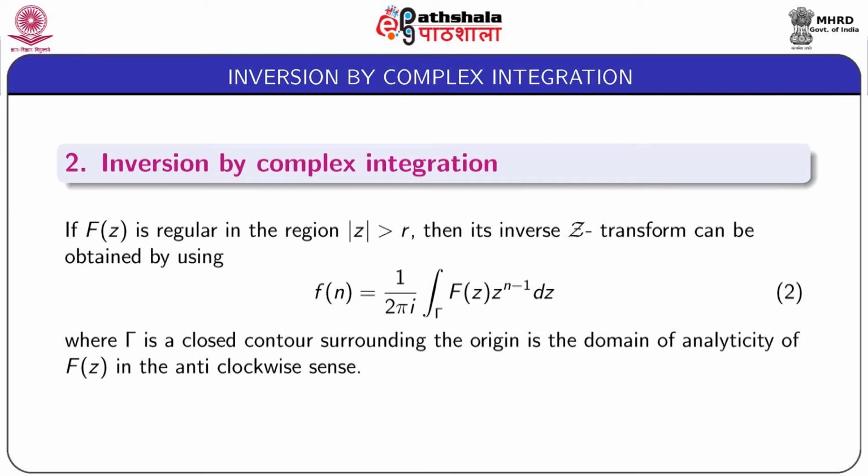The next method is to find inversion by complex integration. If capital Fz is regular in the region mod z greater than r, then its inverse transform can be obtained by using the formula fn equal to 1 by 2 pi i integral over gamma Fz z to the power n minus 1 dz, as given by equation 2, where gamma is a closed contour surrounding the origin, in the domain of analyticity of capital Fz, in the anticlockwise sense.